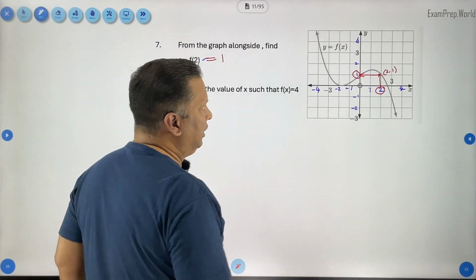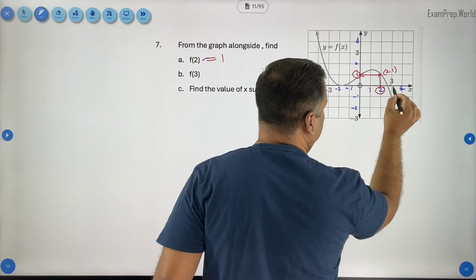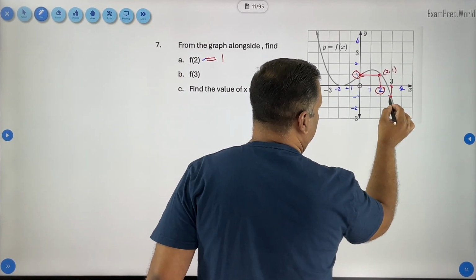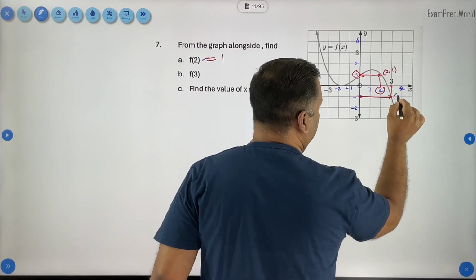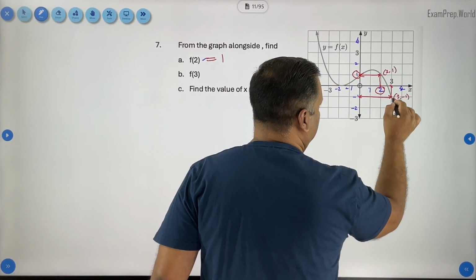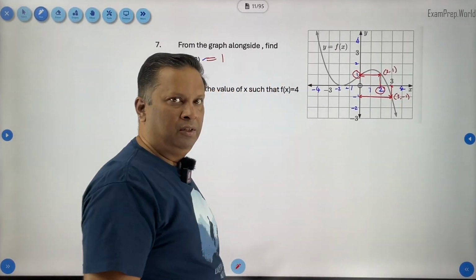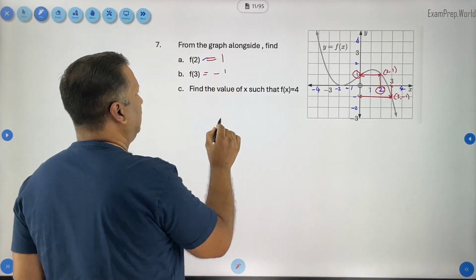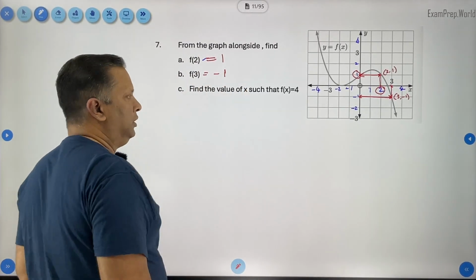Now, similarly, tell me for f of 3. So, we identify where 3 is on the x axis and see that it is pointing to negative 1. So, it is 3, negative 1. This is the point, right? So, what is the value of f of 3? It is negative 1. Okay.